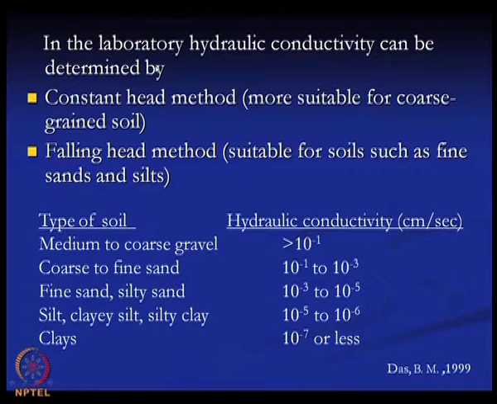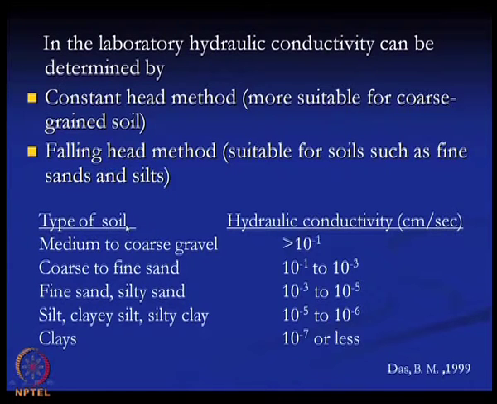Now, in the laboratory, hydraulic conductivity can be determined by two methods. One is the constant head method, more suitable for coarse-grained soil, and the other is the falling head method, suitable for soil such as fine sand and silt. That means the falling head method is not suitable for fine soil. In the field also we can determine the hydraulic conductivity of the soil, but these two are the lab tests that we are discussing here.